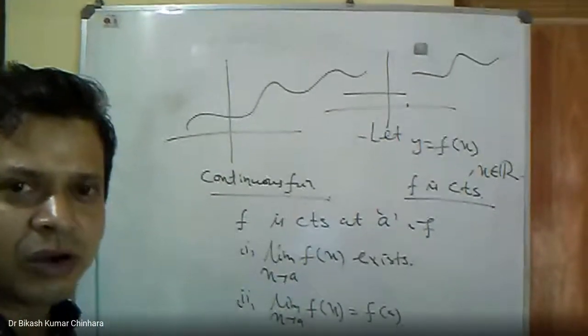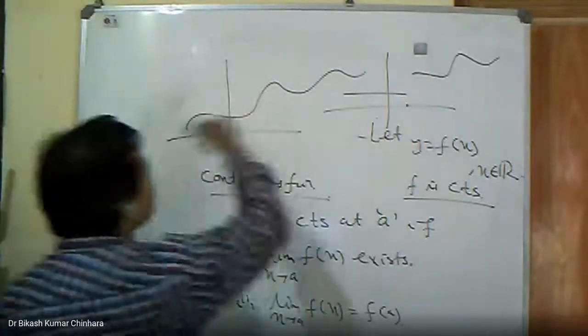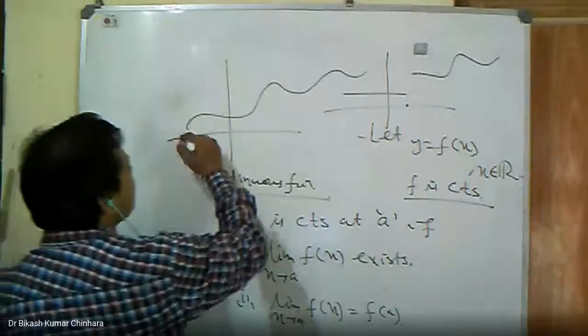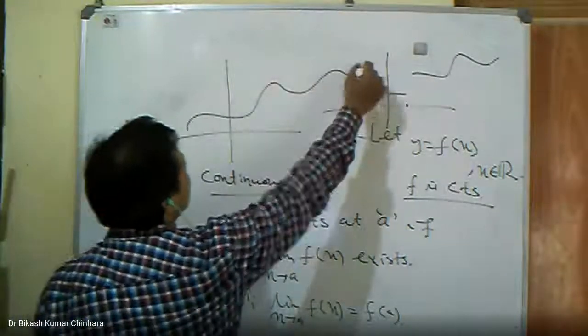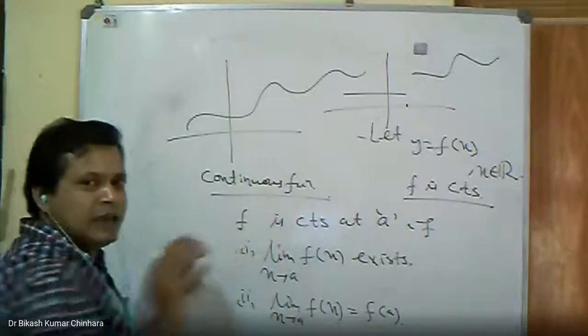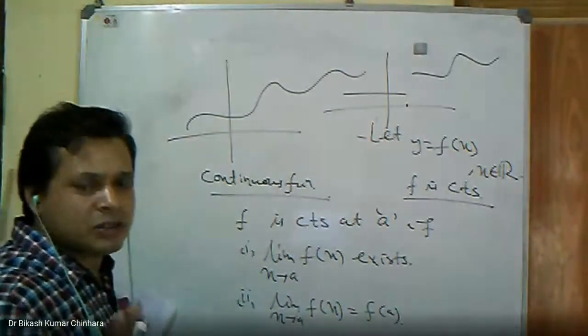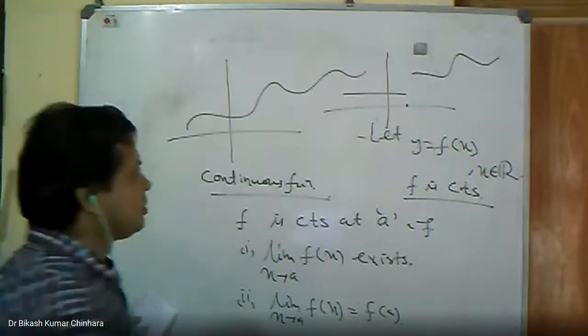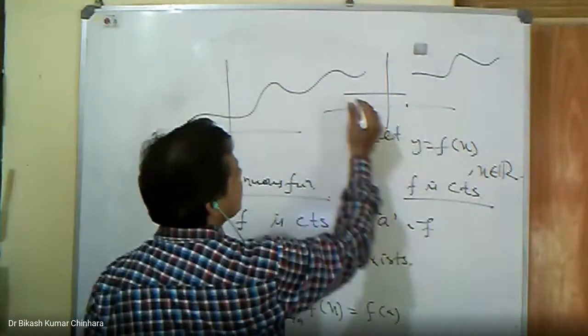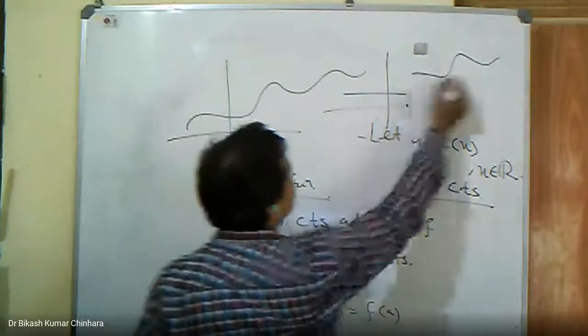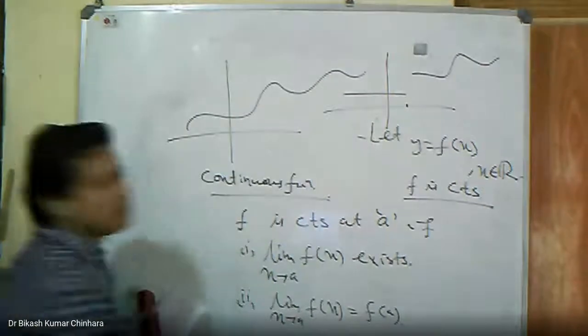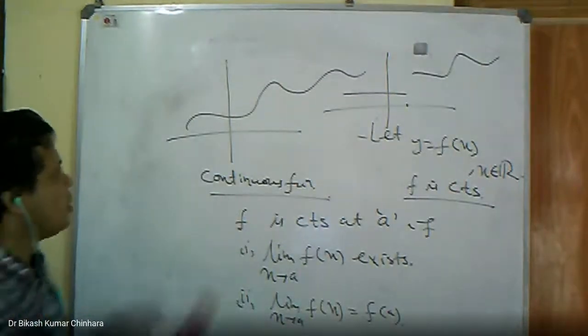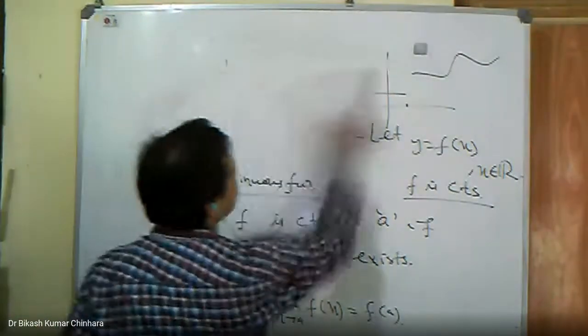Are you ready? So continuous means without lifting the pen, you can draw the graph. Then you can say that the respective function is a continuous function. If the graph is like this, and then this is, okay, then the graph is called discontinuous.